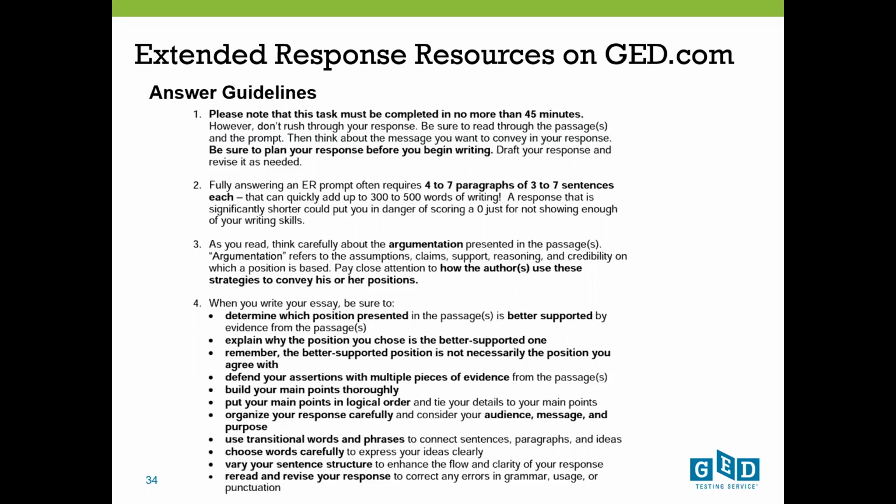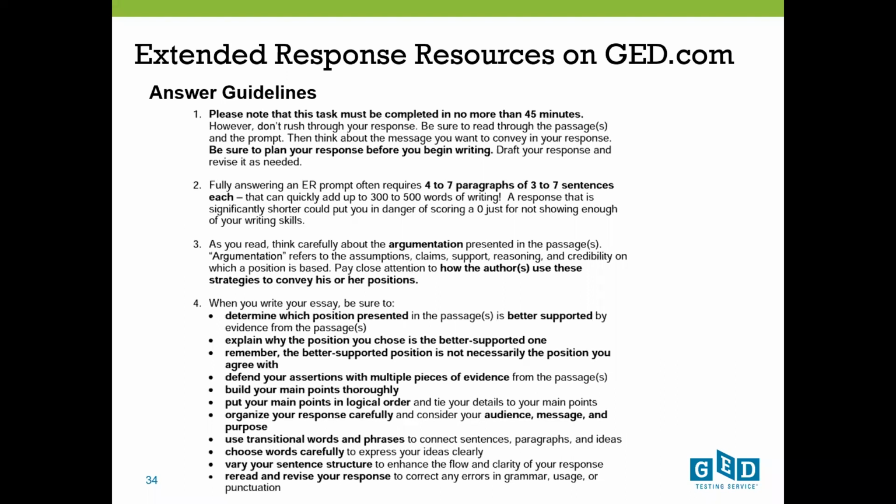And then here we've got answer guidelines, and I'm not going to read all of this to you, but it's basically, again, looking at the prompt and going through the different elements of that and giving guidelines for students and the GED instructors on how to really address this.